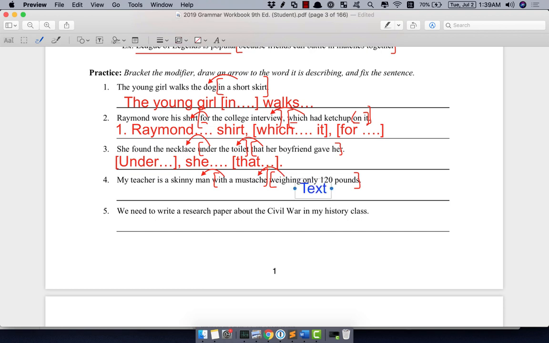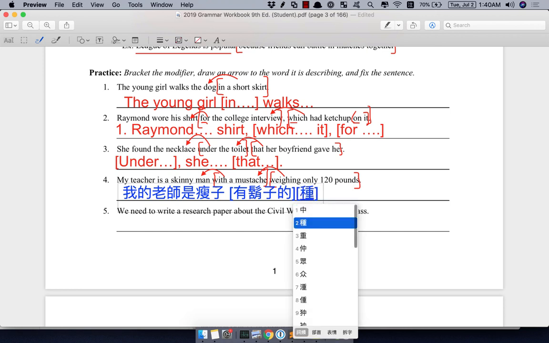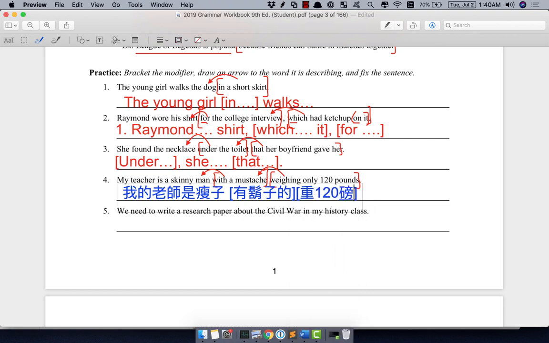Just to make sure, if you like the Chinese, also put Chinese here, so that if the Chinese makes sense, then you have a second way to understand the sentence. This is 我的老师是瘦. How do you say skinny man? Like 瘦子, I don't know. 我老师是瘦子. And then there's "with a mustache," and that is 有胡子的. And then there's also "weighing 120 pounds," and that is 重120磅的. You have these elements here.